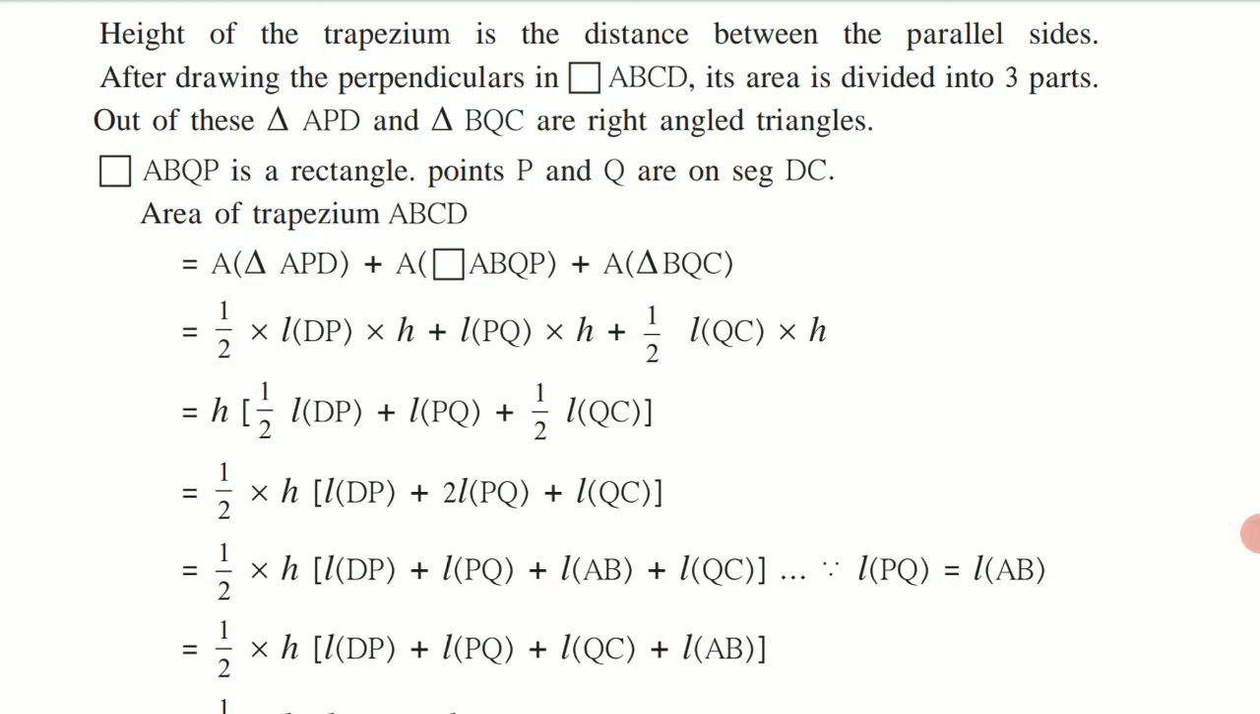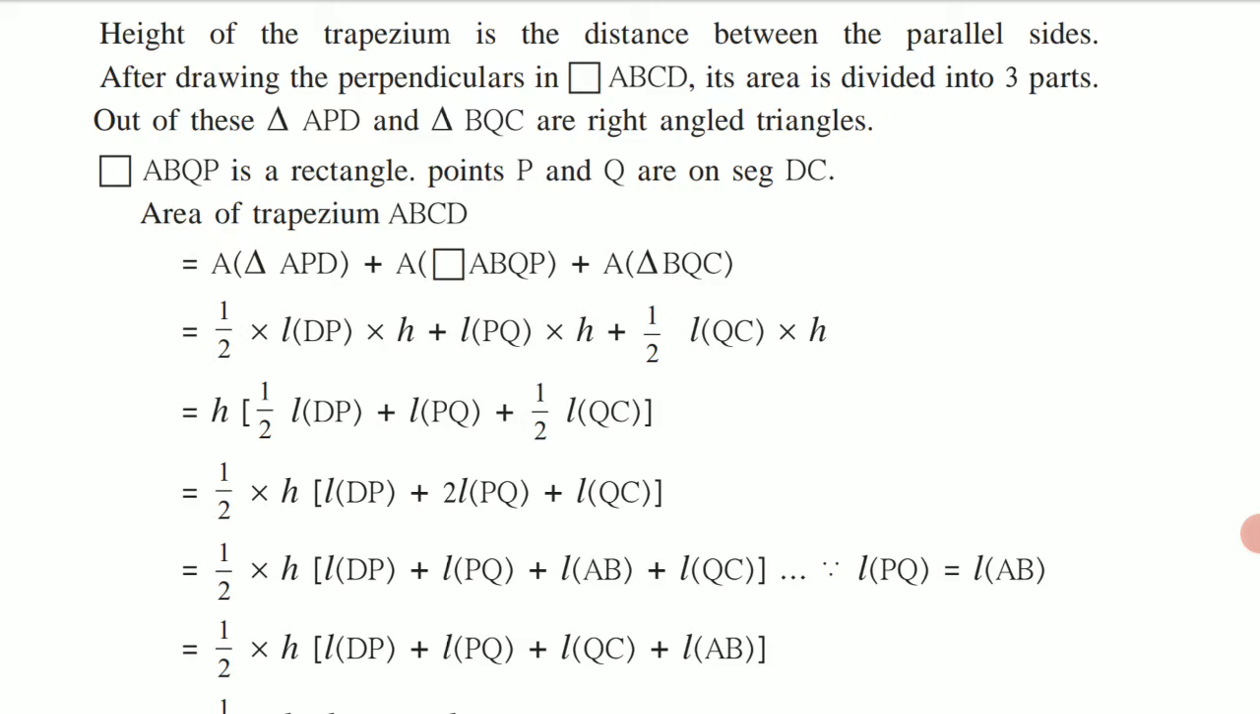After drawing the perpendiculars in trapezium ABCD, its area is divided into three parts. Out of these, triangle APD and triangle BQC are right angle triangles. ABQP is a rectangle. Points P and Q are on segment DC.